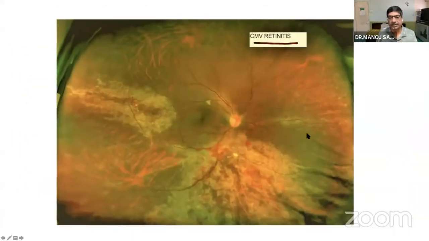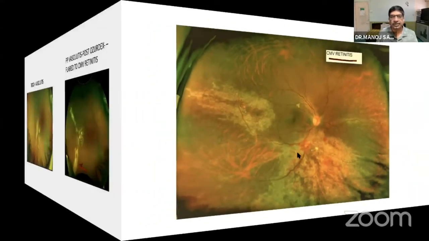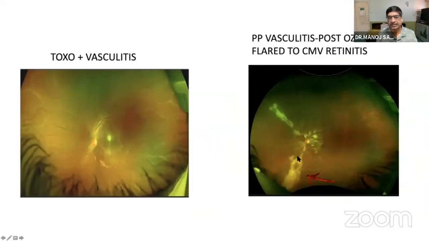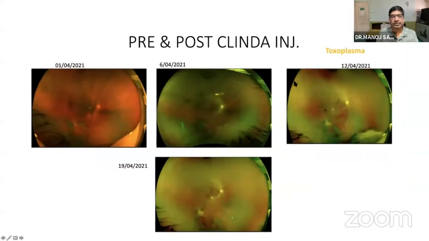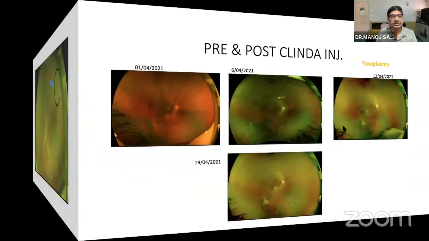This is a case of CME retinitis. It is like a book picture. Pre-treatment and post-treatment, you can see. This is another case of CME retinitis after giving steroid in a pars planitis vasculitis. This is a case of pan vasculitis in a toxoplasma case. Pre and post clindamycin, you can see the sequential improvement with the injections.